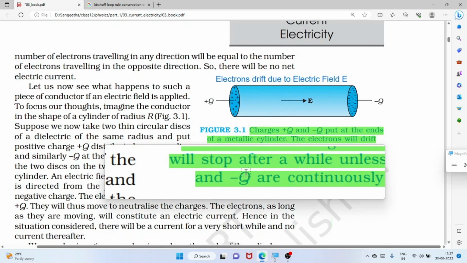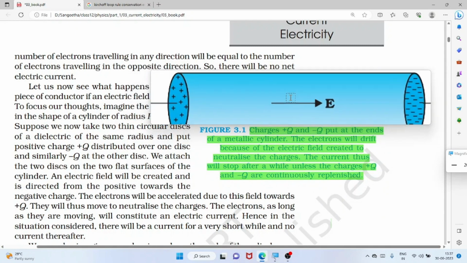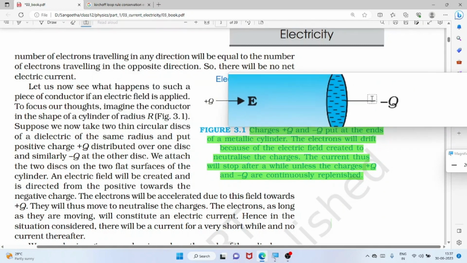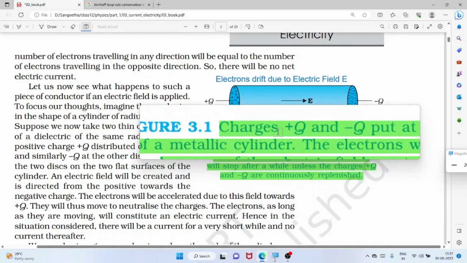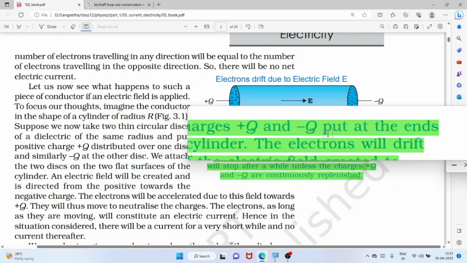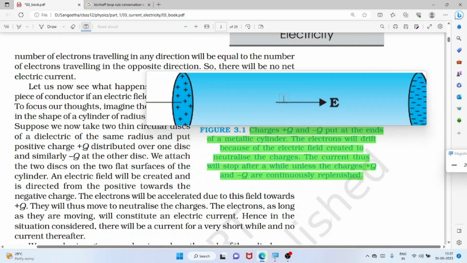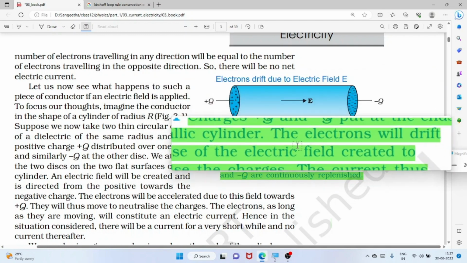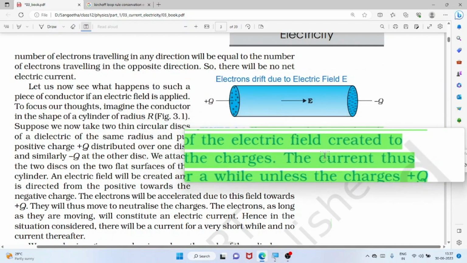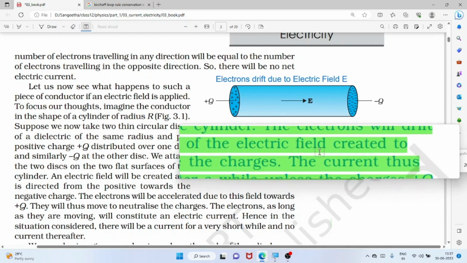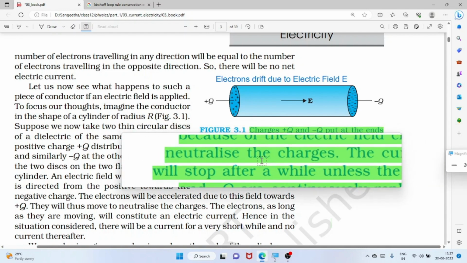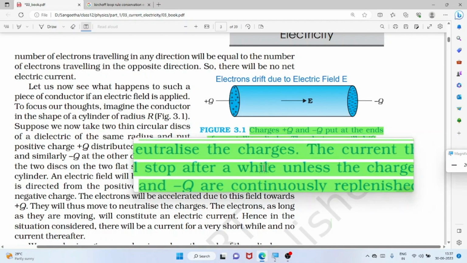The electrons in the conductor drift due to the electric field. We have plus q and minus q charges put at the ends of the metallic cylinder, so this is like a conductor. The electrons will drift because of the electric field created to neutralize the charges.